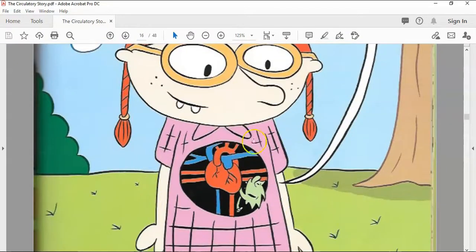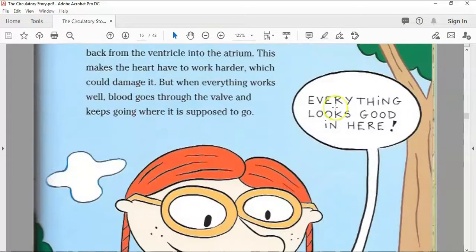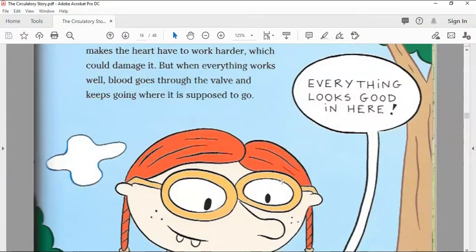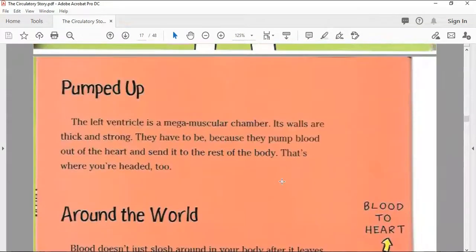Oh, boys and girls, why did the author include this illustration? To show me that, do you think she has good valves or leaky valves? She probably has good valves, right? Because look what the author told me. Everything looks good in here. And I know that when valves open and close correctly, that means the heart is working correctly and it's not working harder than it should.